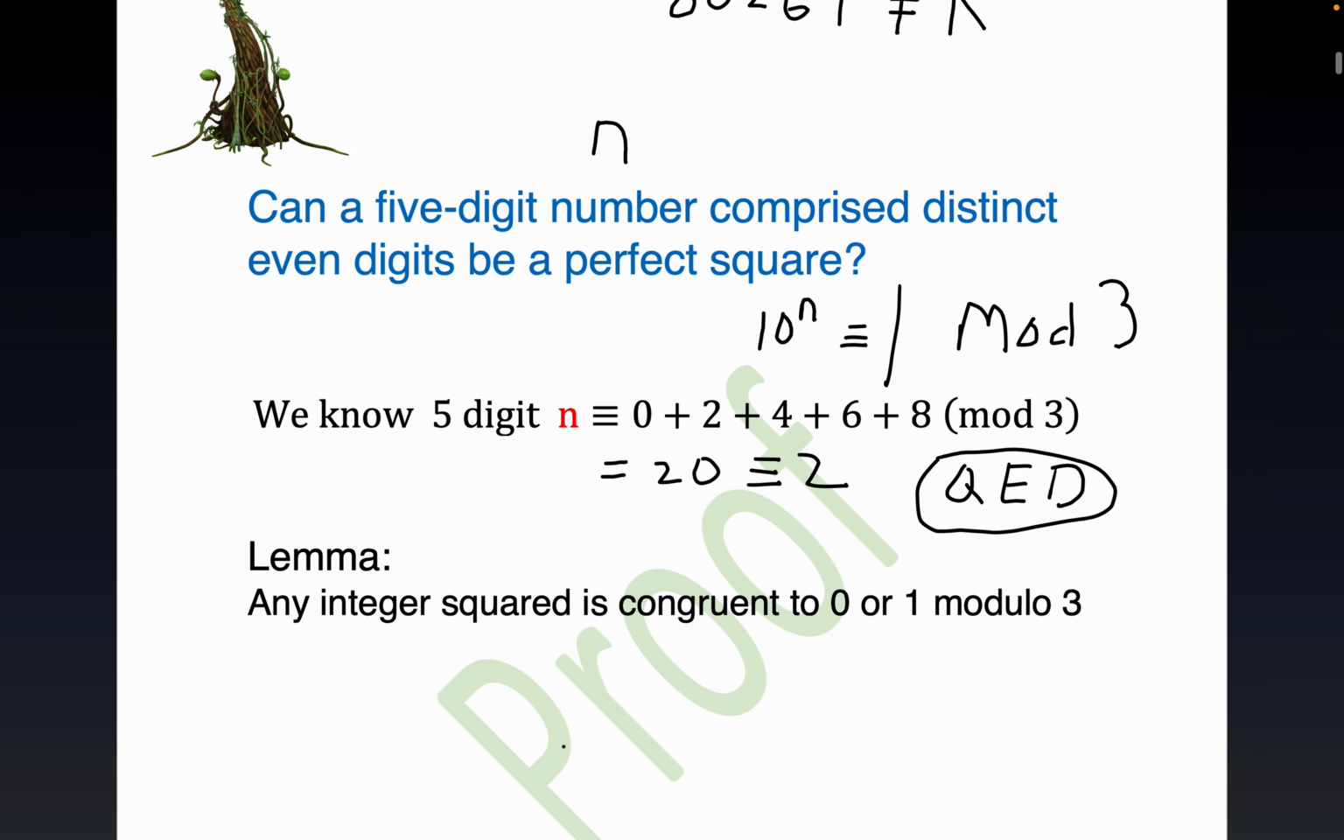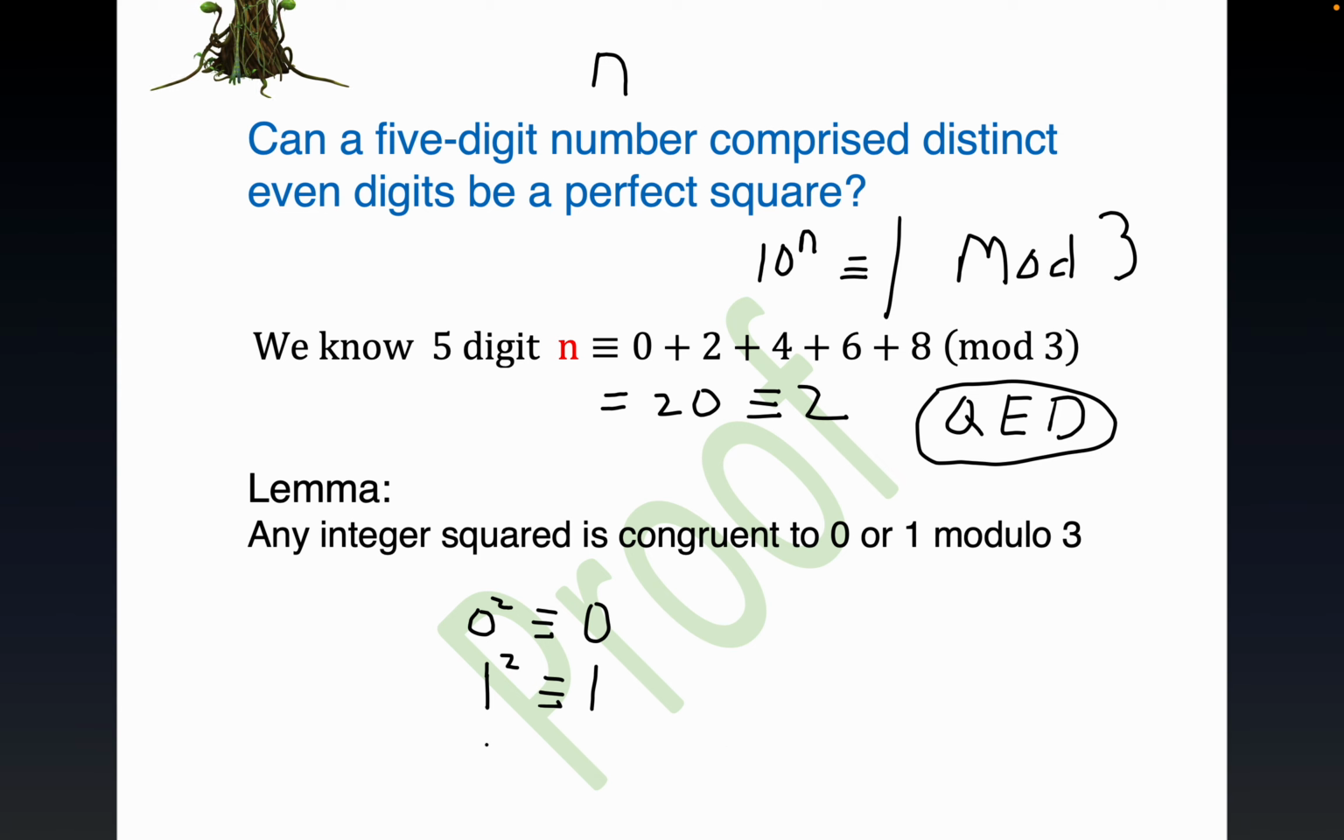Now, if you don't see why this is true, all you have to do is consider 0 squared, which is certainly congruent to 0 in any modulus. 1 squared is congruent to 1. And remember, any integer at all leaves a remainder of 0, 1, or 2 when divided by 3, so you only have to check those values. Now, 2 squared is equal to 4. That's the only one that's interesting here, and that's congruent to 1. So you see, this proves this lemma.